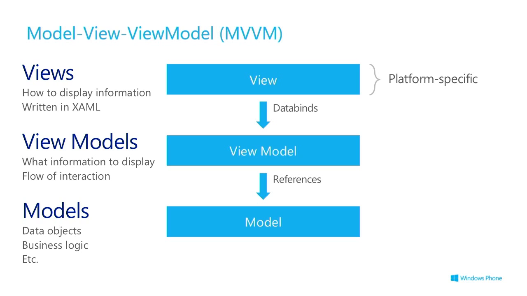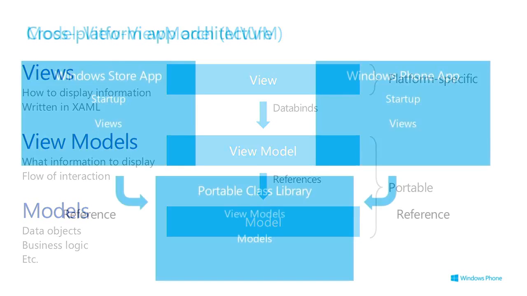So those are going to be platform specific. This is where you're going to need one view for your Windows Phone app and another view layer for your Windows 8 app. And as much as possible of the stuff underneath there, you're going to try and put as much as possible into portable class libraries, and you're going to have to augment that with a few add-ons.